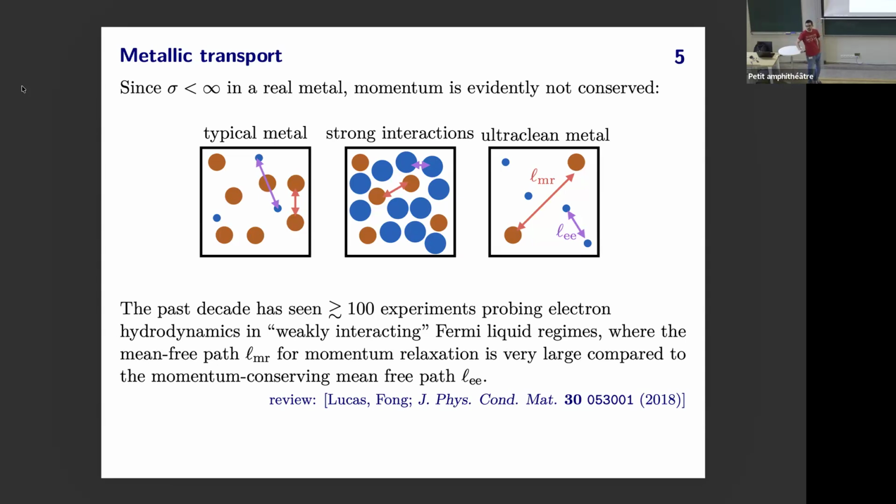Andy, so here you're mostly referring to impurities. Yes. At some point you mentioned umklapp. Yes. How do I make sure that umklapp is not going to shorten the momentum relaxation scale?